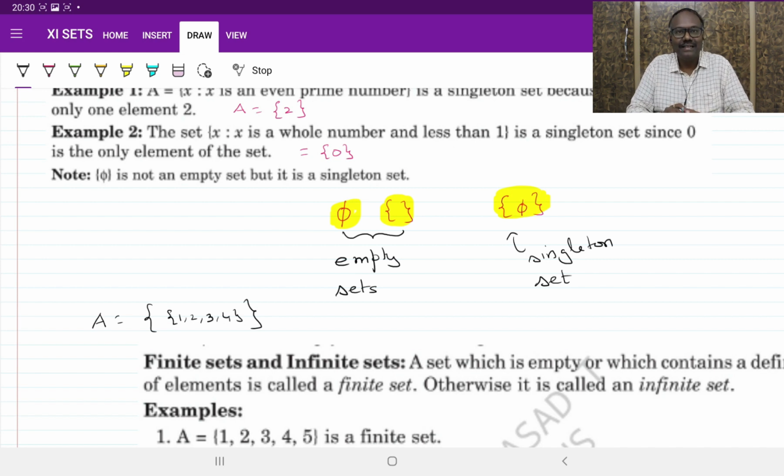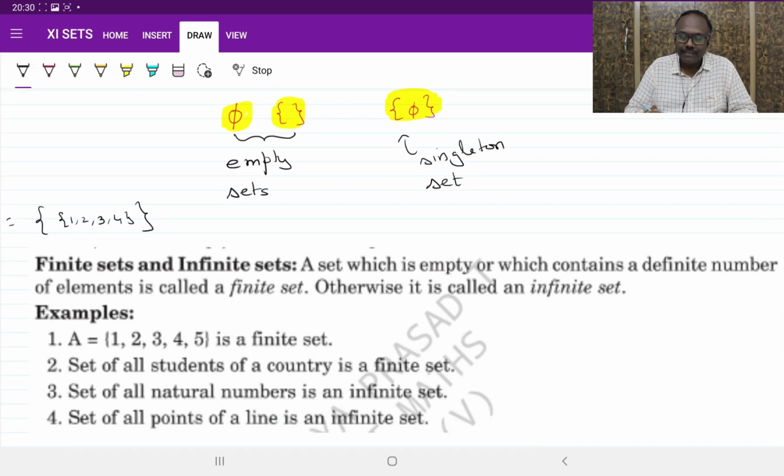So already we have seen in the number system the different types of numbers, like natural numbers, whole numbers. They have infinite number of elements, for example, natural numbers 1, 2, 3, 4, and so on. If the set contains infinite number of elements, then it becomes an infinite set. And if the set contains finite number of elements, it is called a finite set.